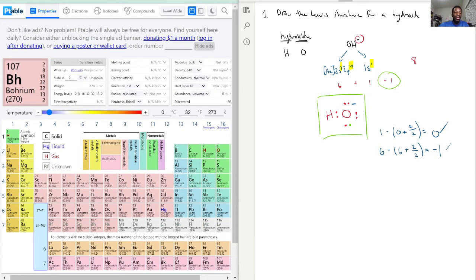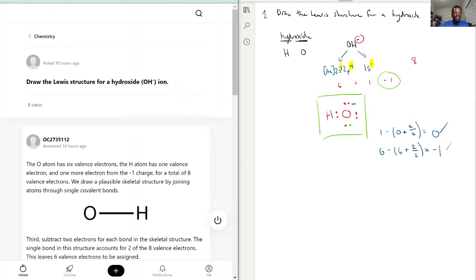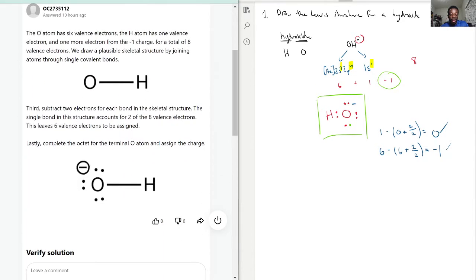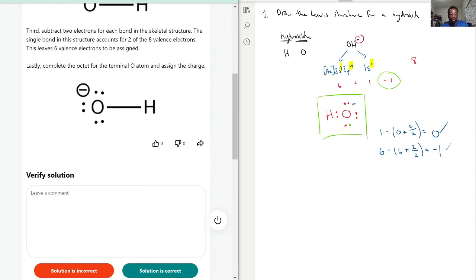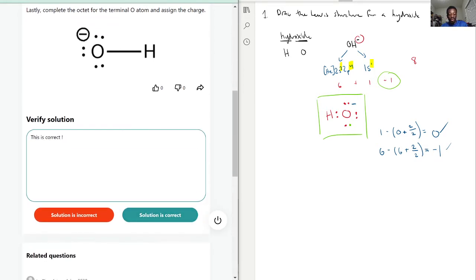All right, so let's see how we did here. As they did, they drew out the oxygen and hydrogen, added the bond between them, then they filled out the rest. The bond signifies the 2 electrons, and then they filled out the oxygen and added the extra electron to complete the octet on the oxygen. And with that, this is going to be the Lewis structure for hydroxide. All right, so this is correct. Let's move on to the next question.